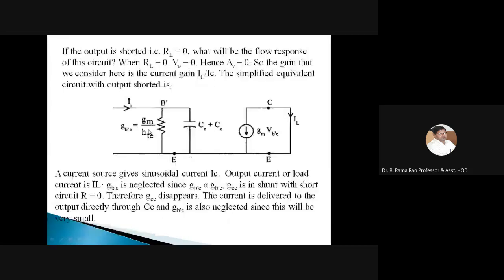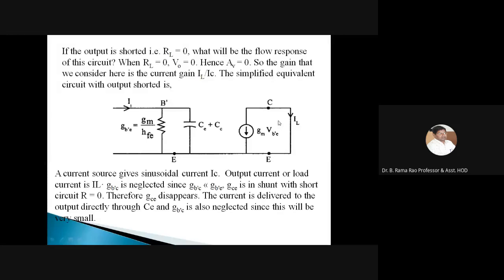conductance. Actually V is equal to I into R, but here I consider the value of conductance, so R is equal to 1 by G. That's why the value of voltage is equal to I by this G. So VB dash E is II by GB dash E plus j omega into CE plus CC.